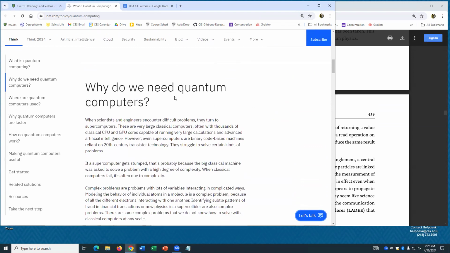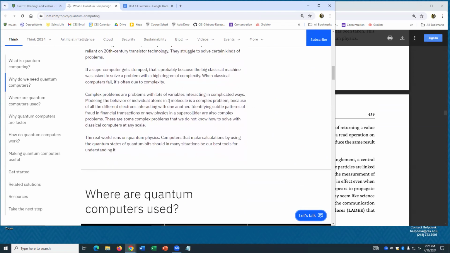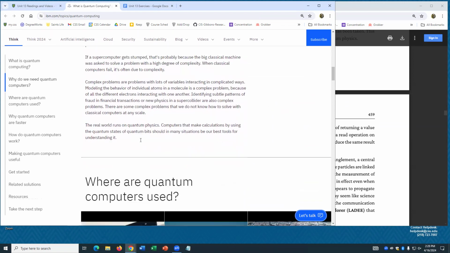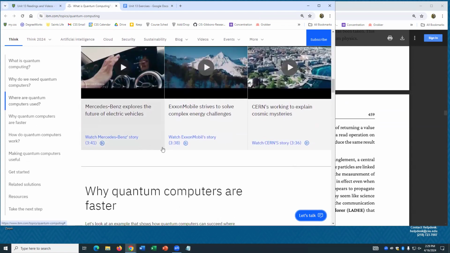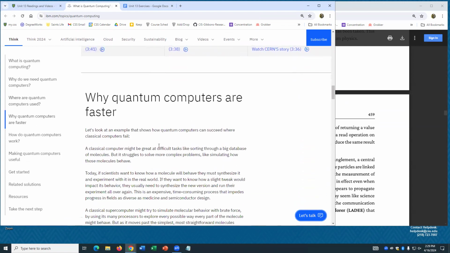IBM tries to talk about why we might need quantum computers, and so talks about simulating quantum physics here and some uses for them. Now, one thing to be aware of is that quantum computers are not necessarily going to replace existing computers. We can't just program a bunch of logic gates and stuff like that. They're very good at simulating complex environments.